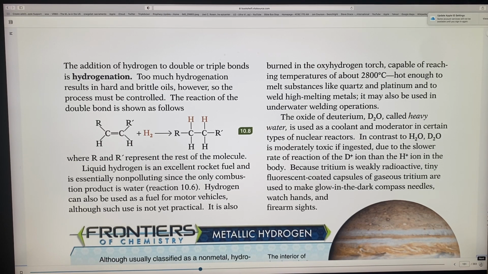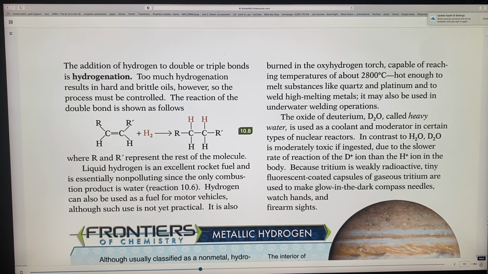And also, it can be burned in an oxygen-hydrogen torch at 2,800 degrees centigrade. It can melt quartz or platinum. It's also used for underwater welding. So those are some of the things. It can be used in these practical ways.